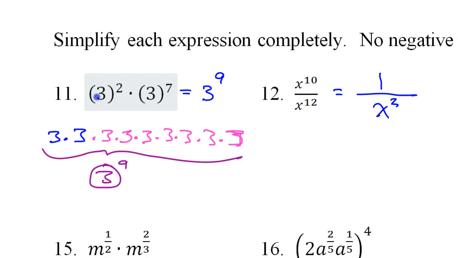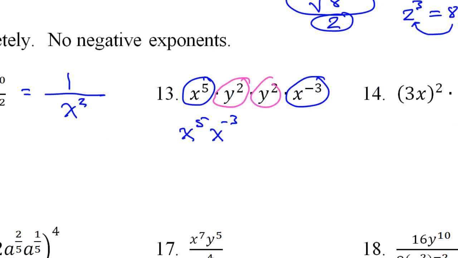Just like we saw over here, we were going to add the exponents, like we did 2 plus 7 and got the 9. So we're going to add these exponents, 5 plus negative 3. Well, 5 plus negative 3 is positive 2. Okay, so those x's become x to the 2nd power. And then we've got the y's, and that's 2 plus 2 is 4. So this will be y to the 4th power. Okay, so I don't really have to deal with the negative right now, so we'll learn about that on a different problem.